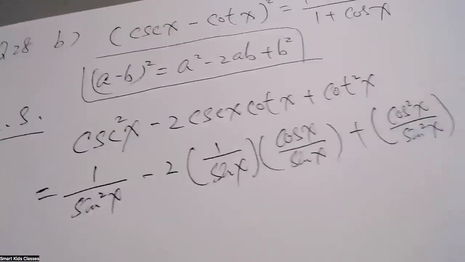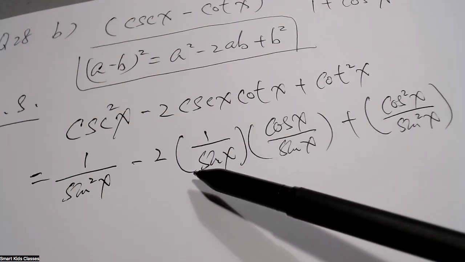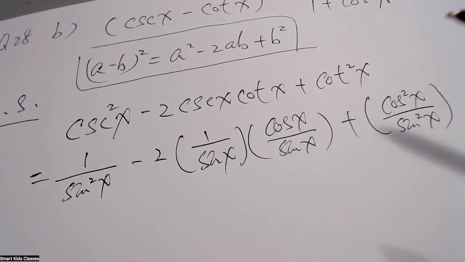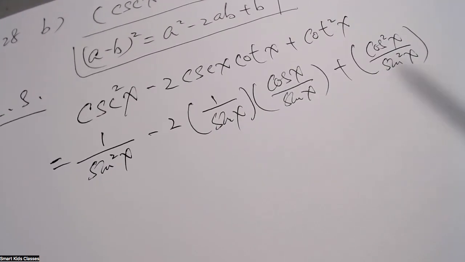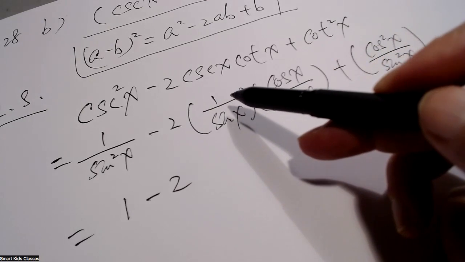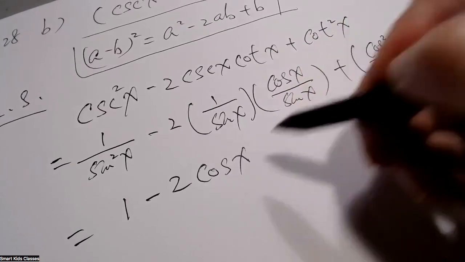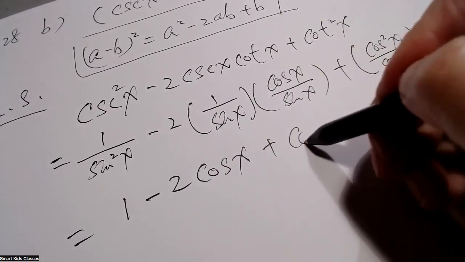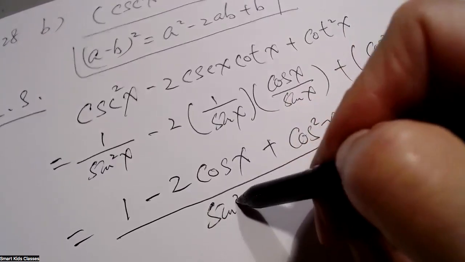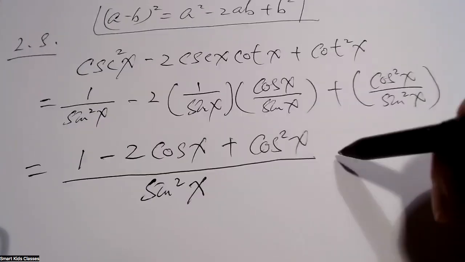From here, you can tell that all these terms added and subtracted are over a common denominator. Sine x times sine x gives sine squared x. Now we can add and subtract. So it equals 1 minus 2 cosine x plus cosine squared x, over sine squared x. Now from here, we're going to factor the numerator.